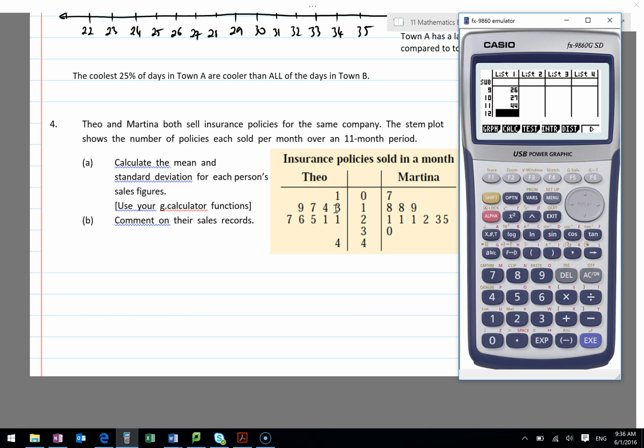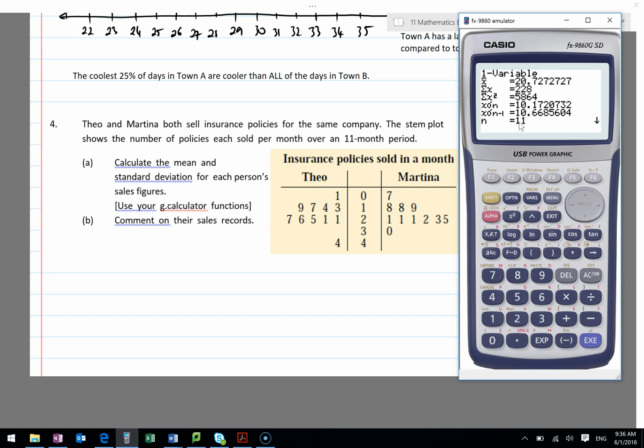Okay, so I've got 11 scores. I'll just check on here. 1, 2, 3, 4, 5, 10, 11. Yep. Okay, I want to do some calculations. I just need to check it's set up properly. Yeah, list 1, and it's not in a table, so frequency of 1, all good.